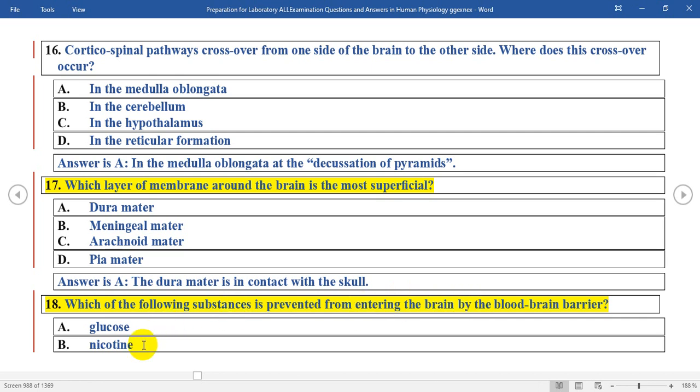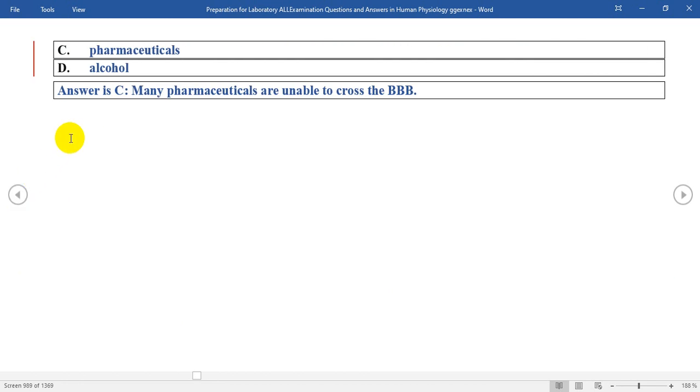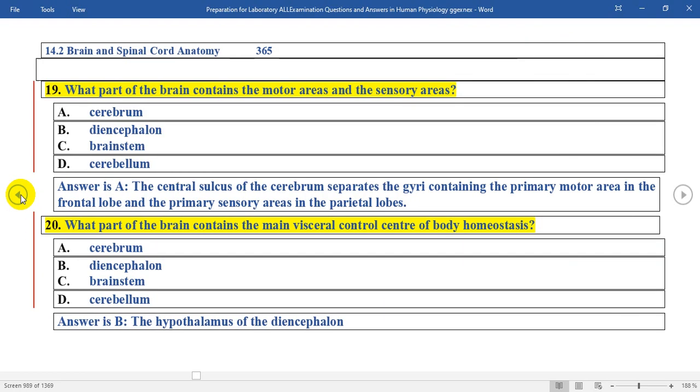18. Which of the following substances is prevented from entering the brain by the blood-brain barrier? Glucose, nicotine, pharmaceuticals, alcohol. Answer is C. 19. What part of the brain contains the motor areas and the sensory areas? Cerebrum, diencephalon, brainstem, cerebellum. Answer is A.